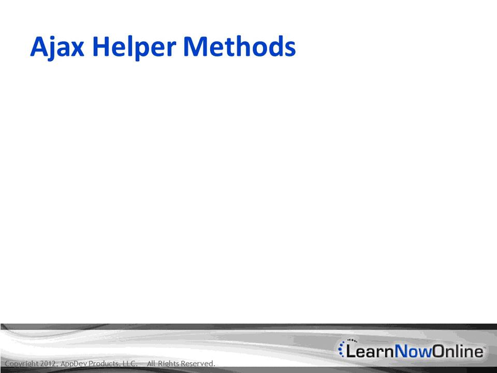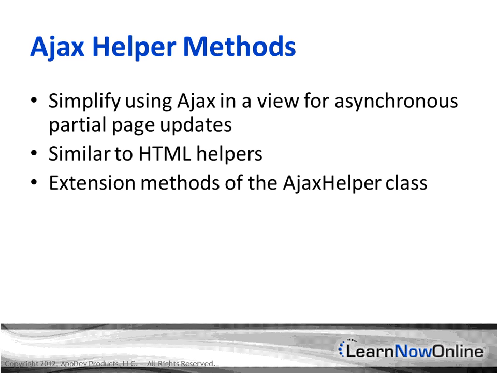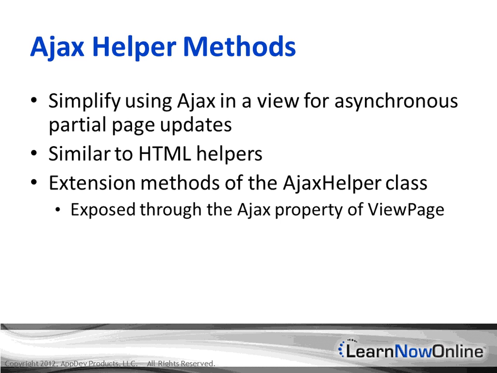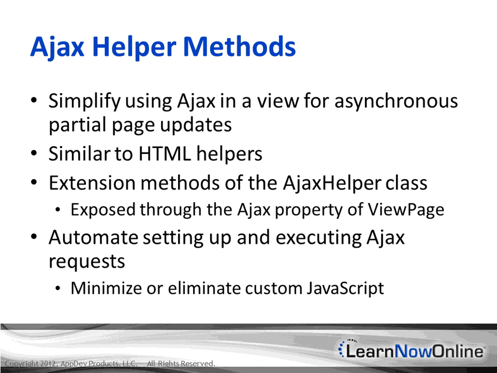First off, we'll kick off with the Ajax Helper methods. These are simply using Ajax in a view for asynchronous partial page updates. This is very similar to HTML helpers. Extension methods of the Ajax Helper class are exposed through the Ajax property of a view page. You can automate the setting up and executing of the Ajax requests. Also, you can minimize or eliminate any custom JavaScript by using the Ajax Helper methods.